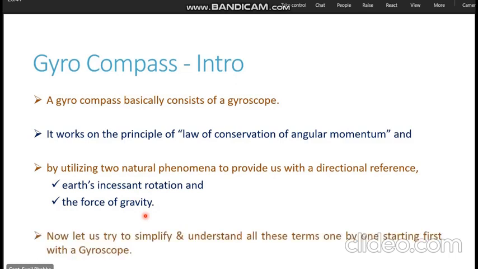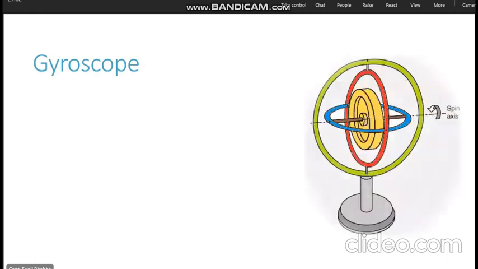So now let us try and simplify and understand all these terms one by one. Now at the heart of a gyro compass is a free gyroscope. So let us first of all understand what we mean by a free gyroscope.